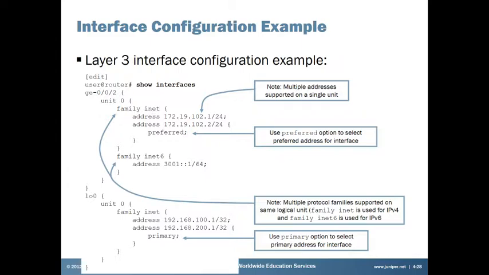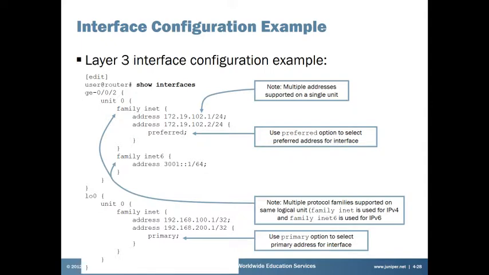This is an example where we've got more than one address on an interface. So here we have address 172.19.102.1/24, and then we've got the same with a .2/24 on the same interface. So they've got two addresses, part of the same network, and yet they're both sitting happily on the same interface.